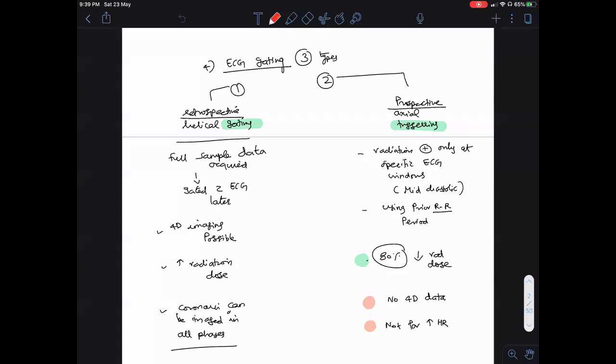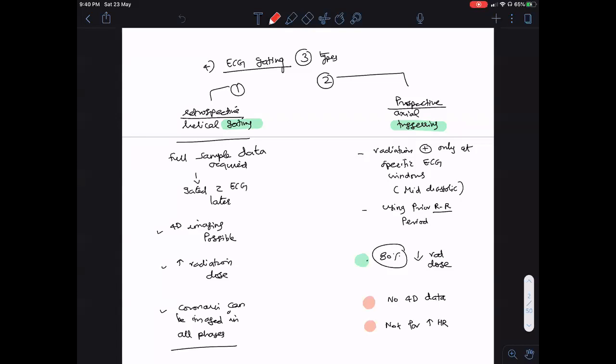With this comes the problem that we have to give a lot of radiation to begin with, because we are actually doing the imaging across a couple of heartbeats throughout the phases, systole and diastole of the heart. So there is more radiation. Coronaries can be imaged in all phases. That's the most important thing here.